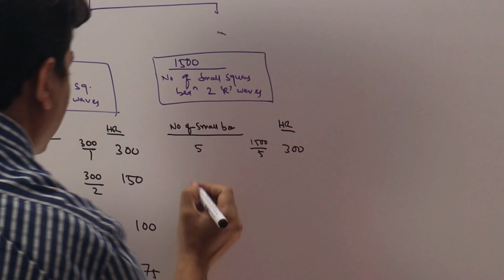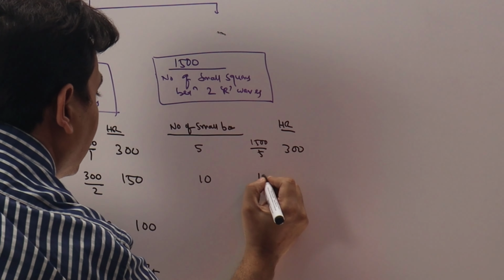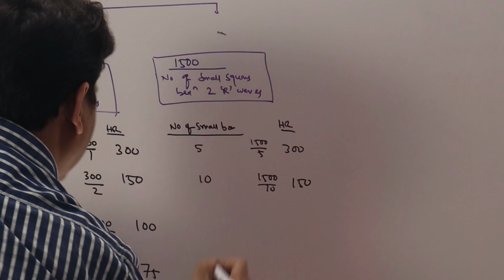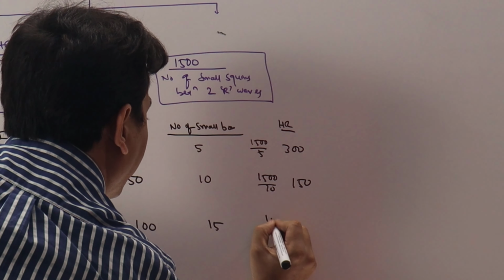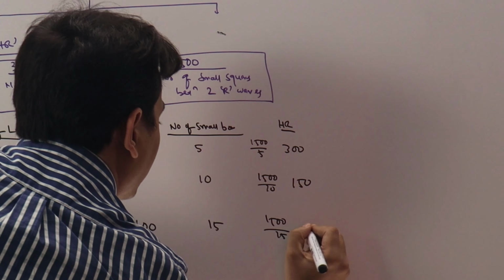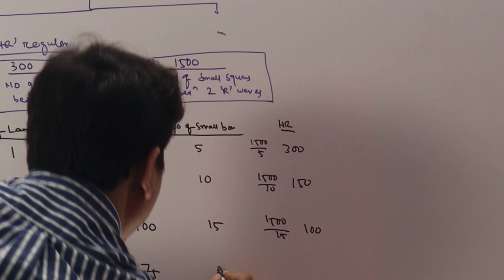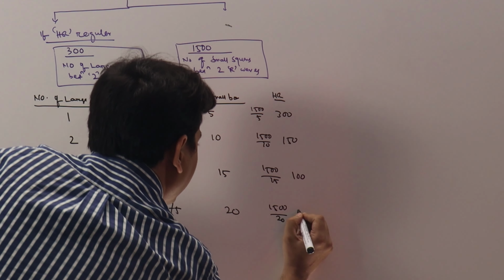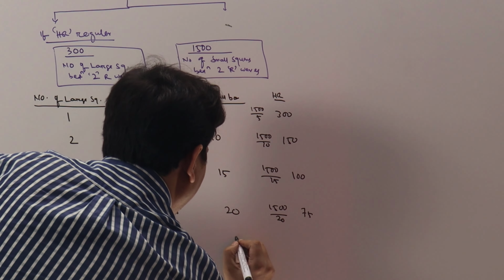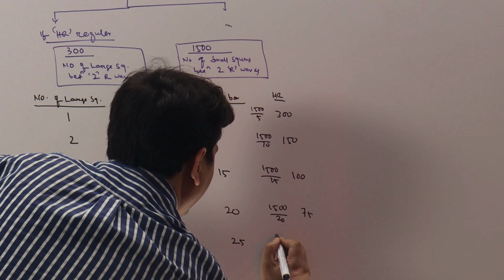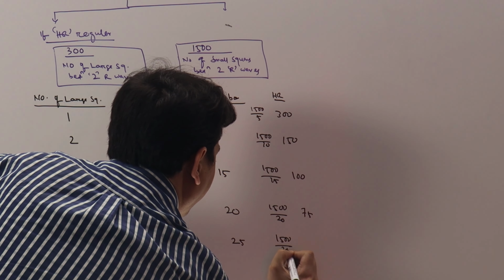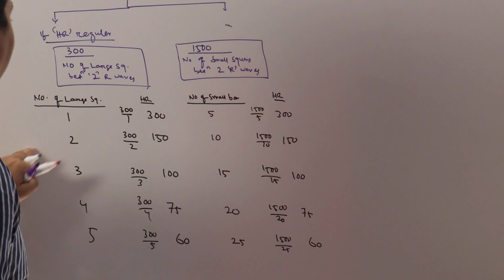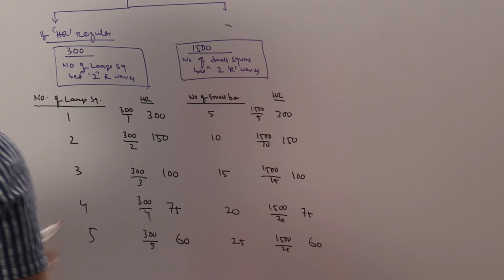If there are 2 large boxes, that will be 10 small boxes, so 150. If there are 3, there will be 15, it will come to 100. If there are 4, it will be 20, it will be 75. If there are 5, it will be 25, it will be 60. So you can see, by using both the methods, we can calculate the heart rate fairly accurately.